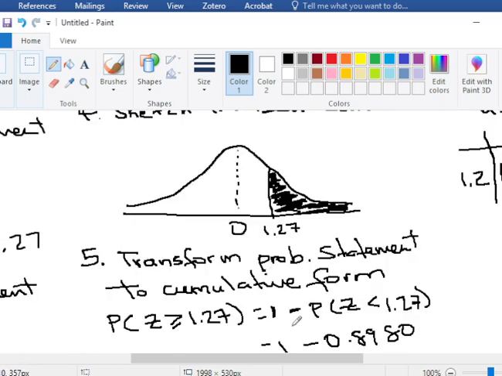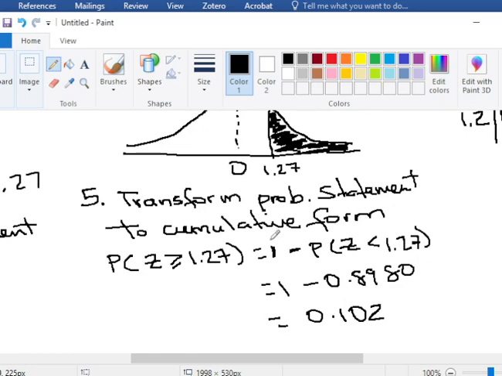We need to see a less than for us to use a normal table. So that's what we're going to do, okay? Why do we subtract from 1? Well, the reason is because the total area under any curve is going to be equal to 1. And so if we want this area that's greater than, and what we have is the less than area, then we just subtract what we have from 1 to get the shaded area. So that's what's going on here. All right, so once we have this less than, then we can go to the normal tables, and that's what we will do next.